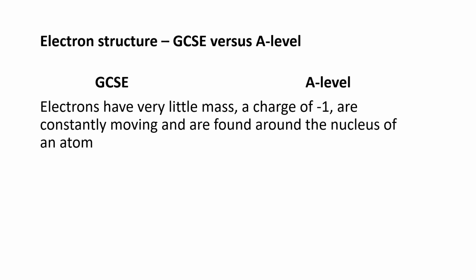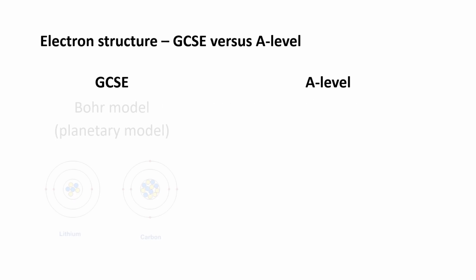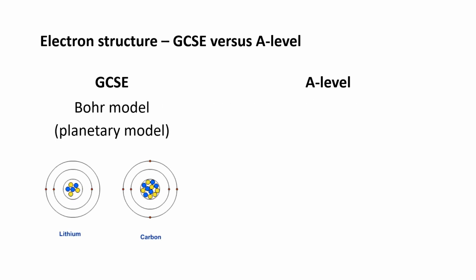Electrons have very little mass, a charge of -1, are constantly moving, and are found around the nucleus of an atom. You were probably taught this at GCSE, and this is still the case at A level. At GCSE, the planetary model of atoms is used. This is also called the Bohr model, named after the scientist Niels Bohr. You still need to be aware of this model of the atom at A level.